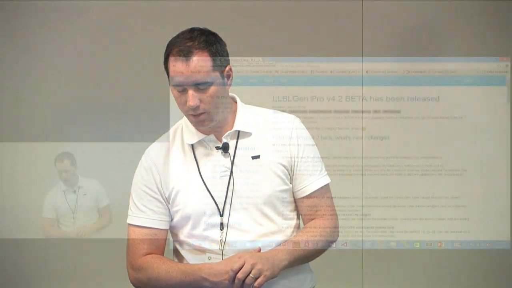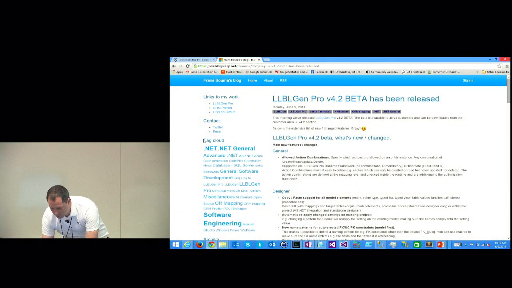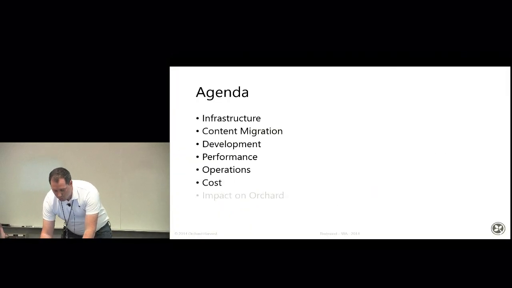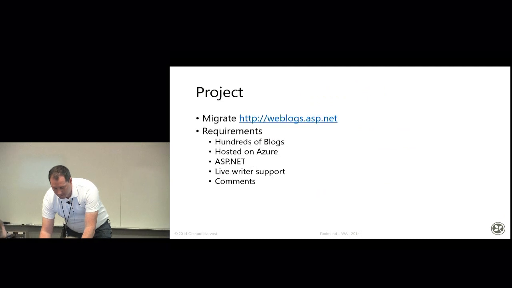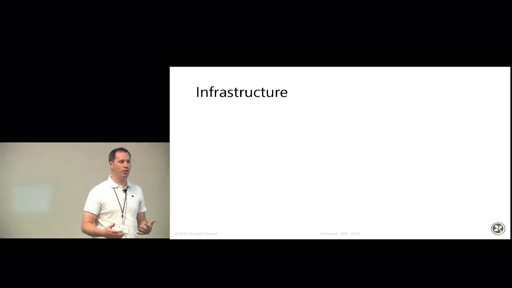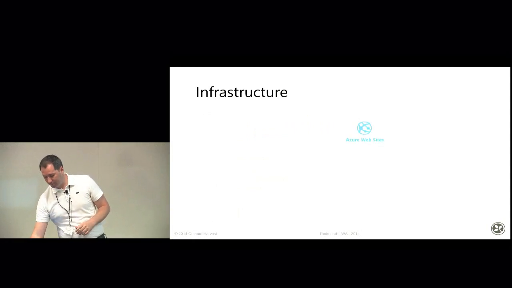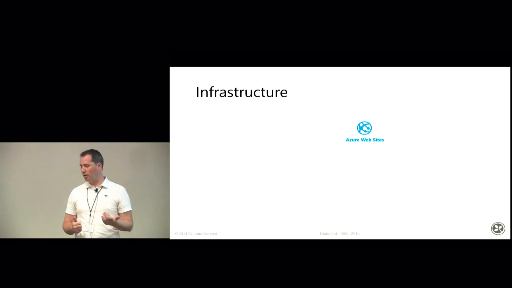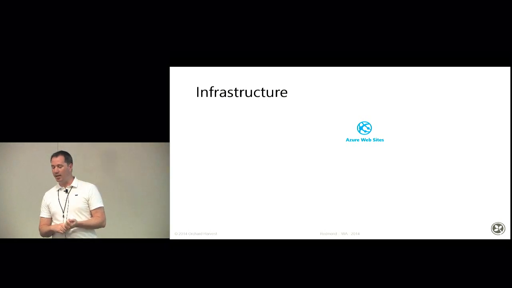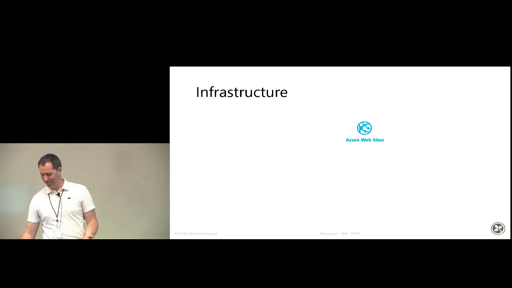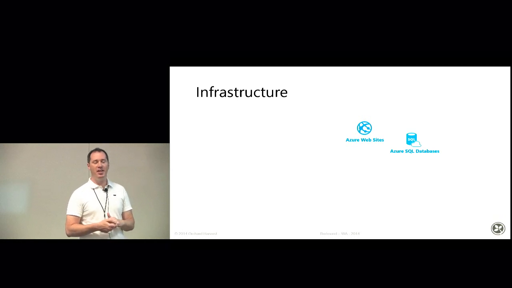So operations, just to see how we manage those hundreds of blogs. Cost, because you just care about that. How much does it cost to host a blog on this platform? Or hundreds of blogs. Then the impact on Orchard. What we gain on the Orchard project based on this work. And finally, how to reuse the system so you can reproduce what we've done for these blogs on other blogs or other websites.